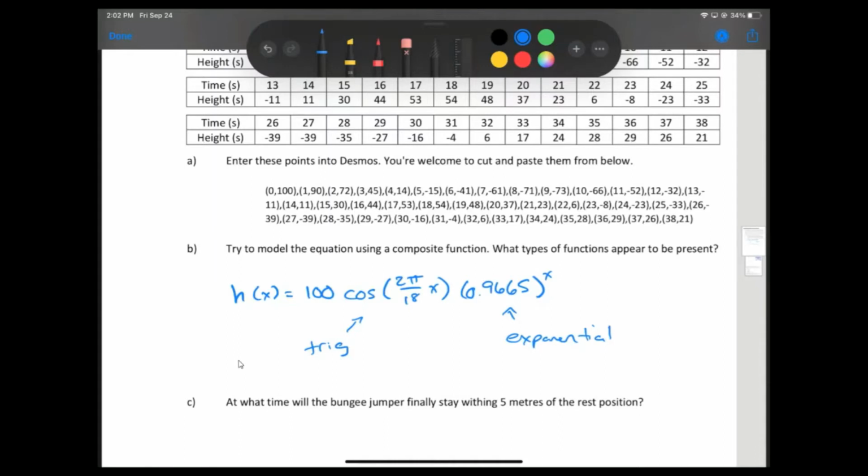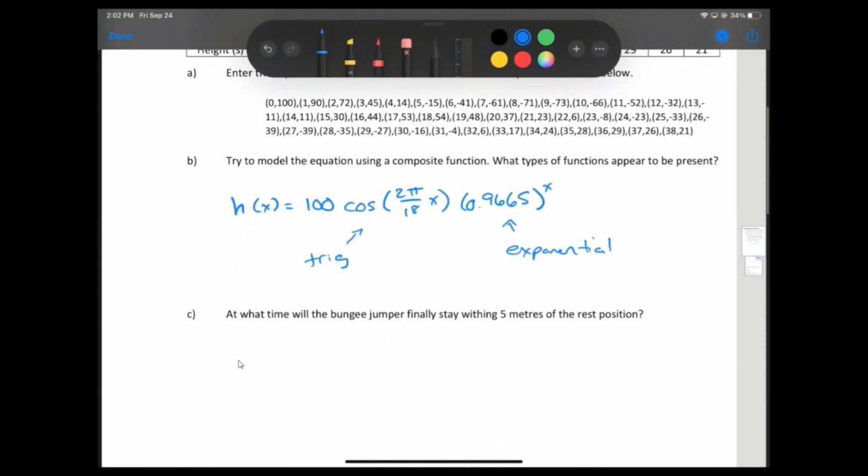And then we can solve problems like C. At what time will the bungee jumper finally stay within 5 meters of the rest position? By the way, this must be a very high bungee jump, starting off at 100 meters, that's really, really high, but that's way higher than any real bungee thing, I think. Actually, I don't know that much about bungee. Maybe it isn't. But when will they stay within 5 meters?